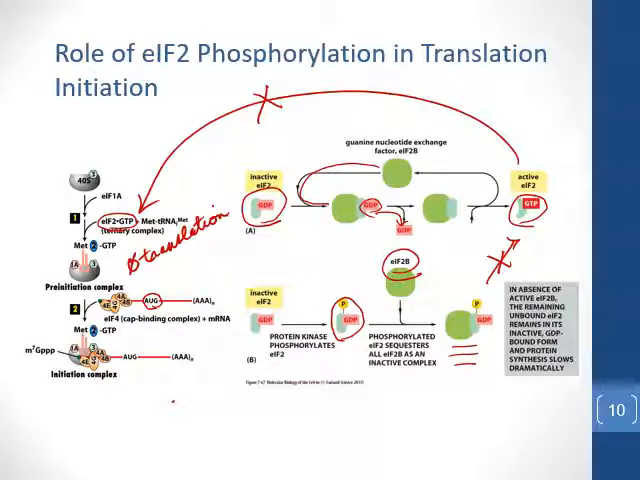So let's summarize it like this. If you have anything that phosphorylates EIF2, you're going to shut down translation. You're going to shut down translation because you cannot form that translation initiation complex that assembles on the 5' end of the mRNA.